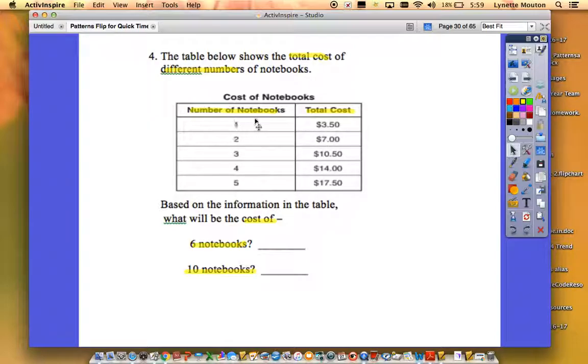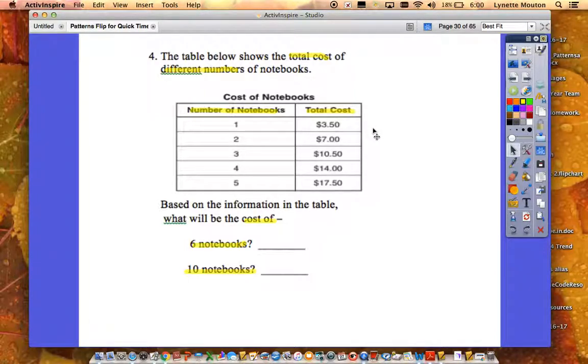If you have one notebook, it's telling you that the cost of that notebook would be $3.50. It's 6 o'clock. I apologize. Then if you have two notebooks, it would show you that the cost of those two notebooks would be $7. And then it just continues. So you have to find out what's happening between the $3.50 for one and the $7 for two. Then the $10.50 for three. How is the cost of the notebooks increasing each time, and by what unit is it increasing each time?